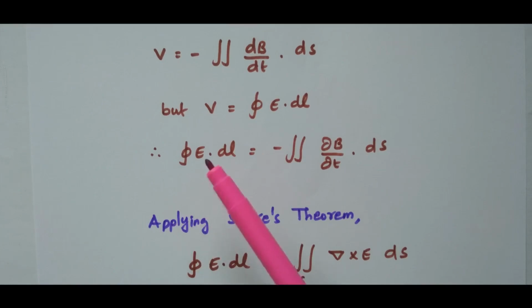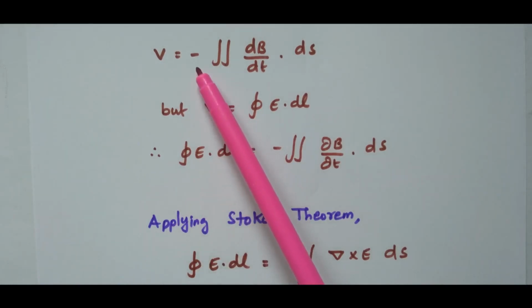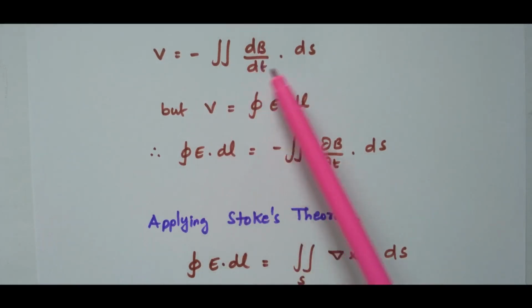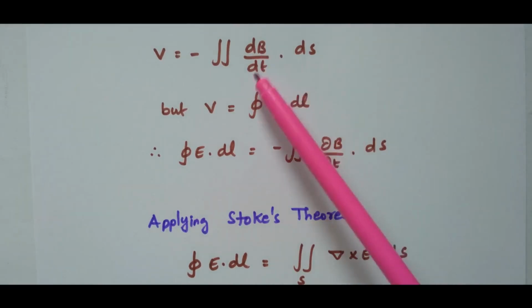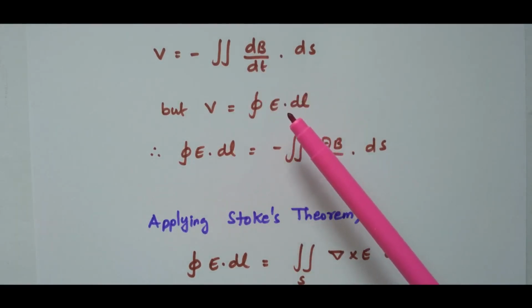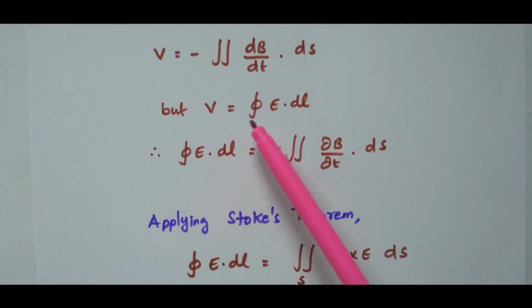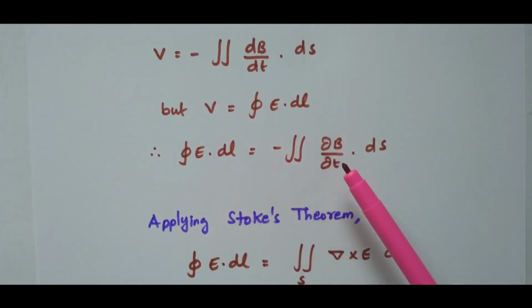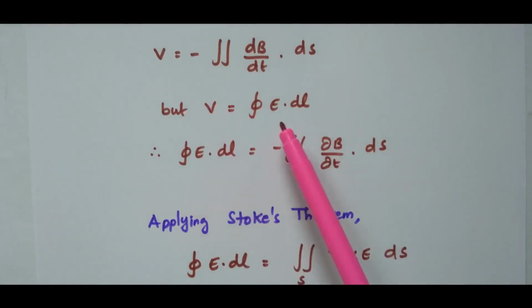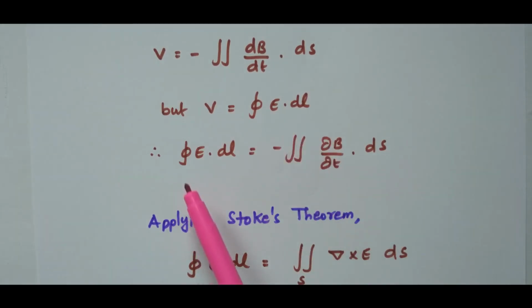So V can be written as V equal to minus integral dB by dt into ds, that is, partial differentiation of B with respect to t. But V is also expressed as E dot dl. Now we can replace this V with E dot dl, so that integral E dot dl equal to minus double integral ∂B/∂t into ds.